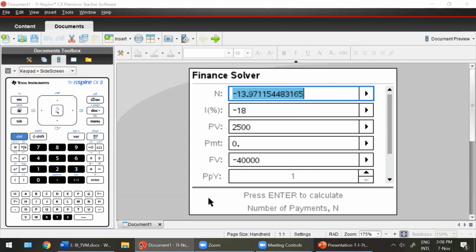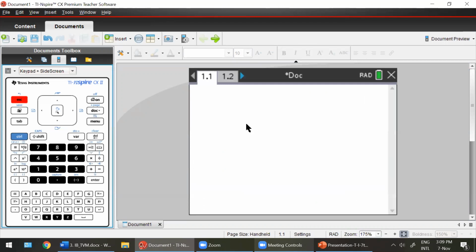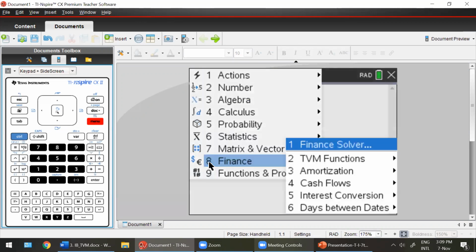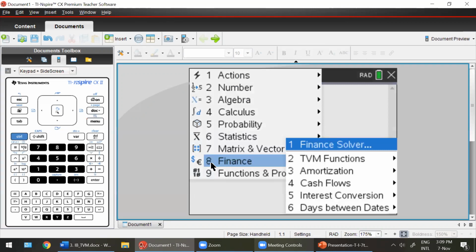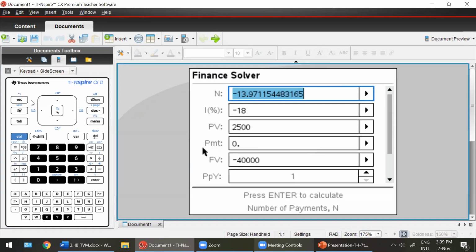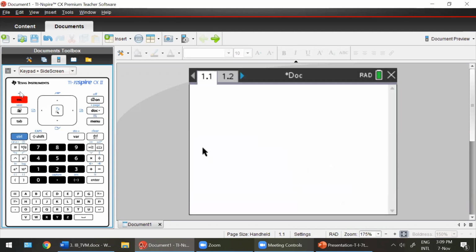Now, how do you get out of this space and go back into your other screen? Just press escape. Okay, and you're back into your document mode. All right. Please practice this. Practice going to menu 8 1 and then getting out of this space, that is the financial solver space, and getting into the document mode.